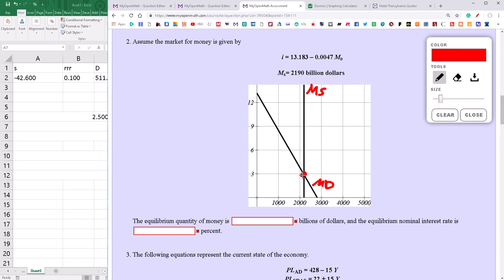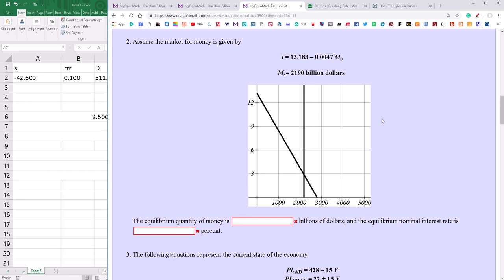We have the equilibrium, and it looks like the equilibrium interest rate is about 3, so we expect this to be about 3. The quantity of money in equilibrium is 2190. So all we're going to do is plug 2190 into this equation to get the interest rate that prime borrowers would pay lenders. So we plug that 2190 into that equation, and we get the prime lending rate. Oh, and the price of money is the nominal rate of interest, and the quantity of money is just M. So let's close that out.